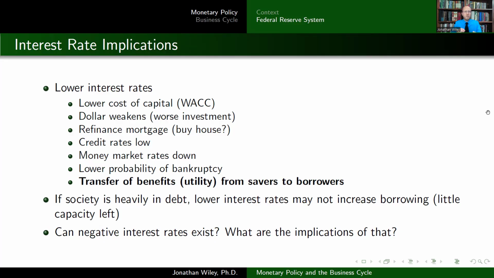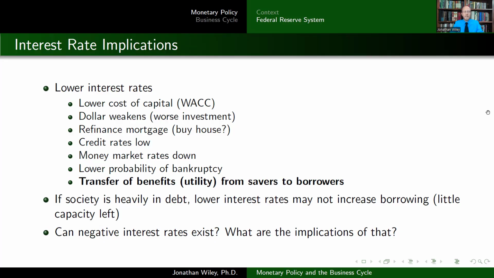Also, from a technical finance perspective, when rates are lowered by the Federal Reserve, the fancy way of saying this is that it results in a transfer of utility from savers to borrowers. Basically, what that means is we've tilted things in favor of somebody who wants to borrow and away from somebody who's saving.